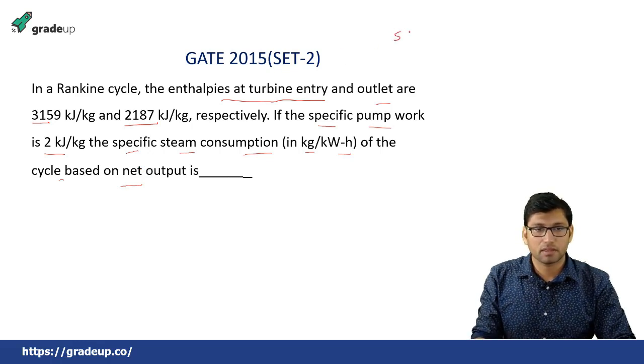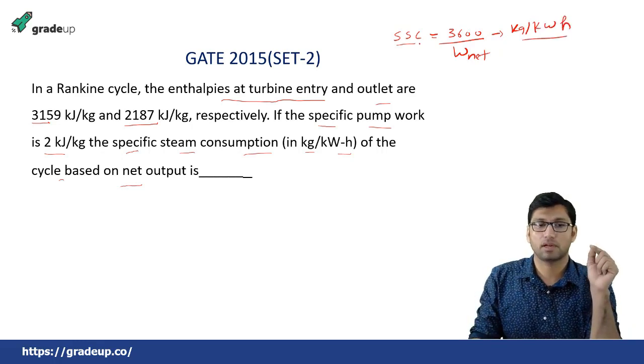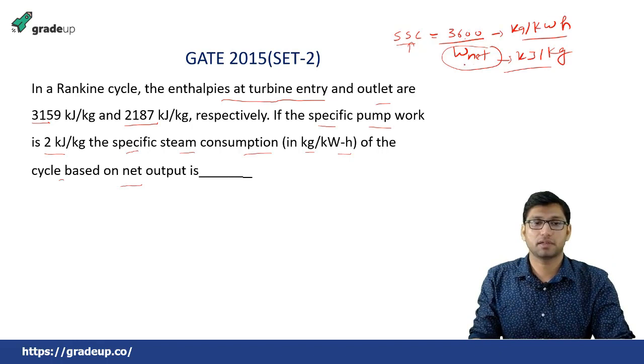Now, specific steam consumption is equal to, as you know, 3600 over work net, and the unit is kilogram per kilowatt hour. So you should remember this formula. The formula is very important, that specific steam consumption is equal to 3600 over work net, and the unit of this net work should be in kilojoule per kg. So as given in the question, the work done by turbine is given to you.